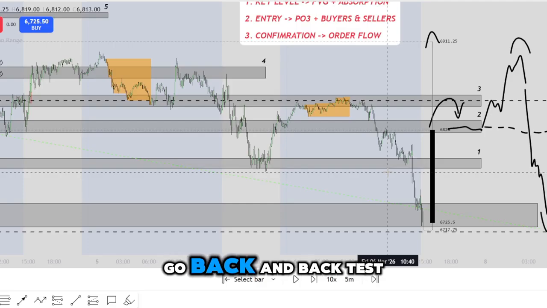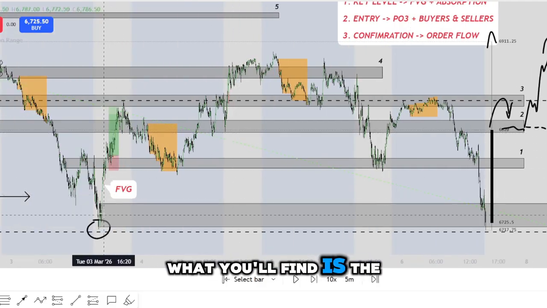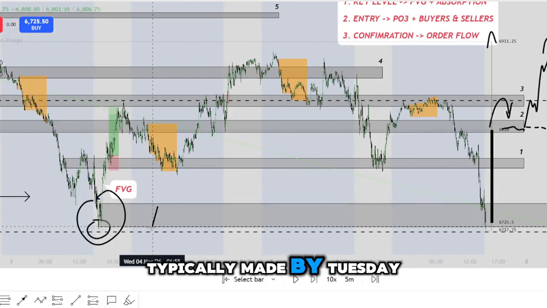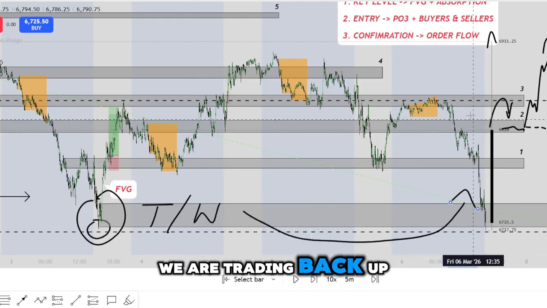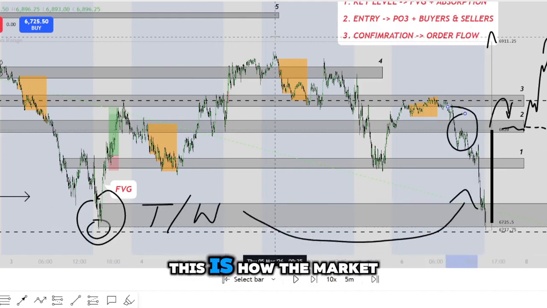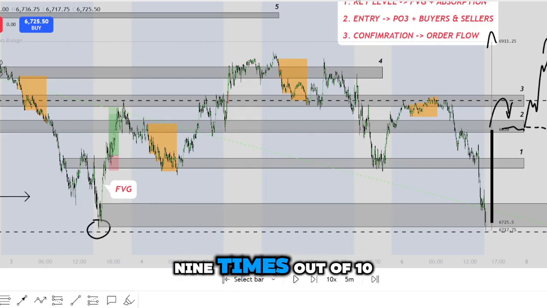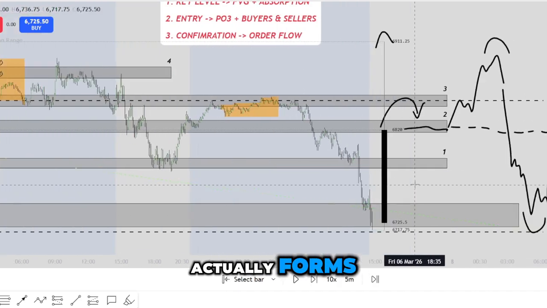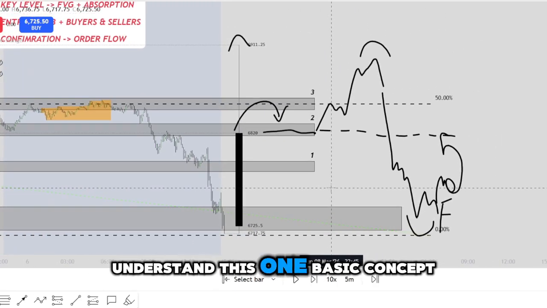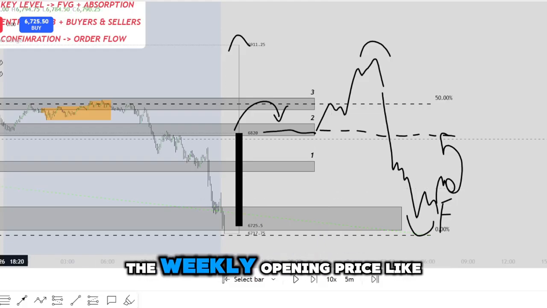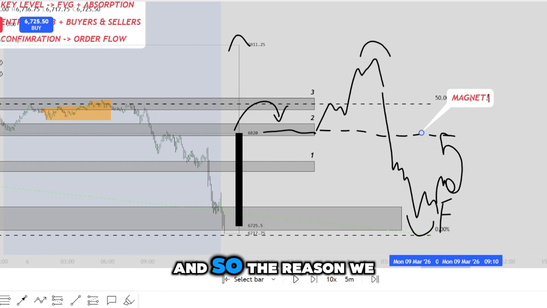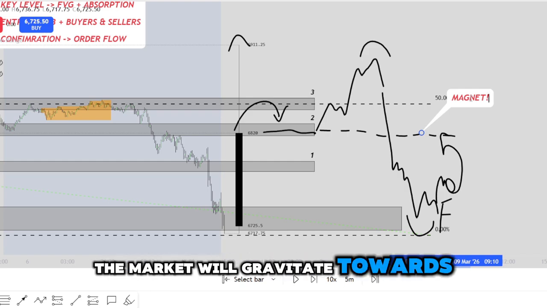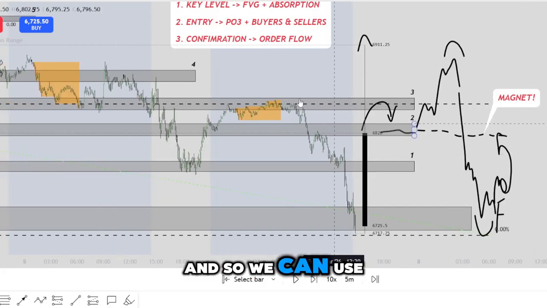That's typical. So if you go back and backtest, what you'll find is the lows of the week are typically made by Tuesday/Wednesday. So on Friday, we are trading back up to the weekly opening price. This is how the market works, right? 9 times out of 10, this is how a week actually forms. So if you can just understand this one basic concept, I want you to treat the weekly opening price like it's a magnet, right? This is a magnet. And so the reason we want to treat it as a magnet is because the market will gravitate towards the weekly opening price. And so we can use this both ways.